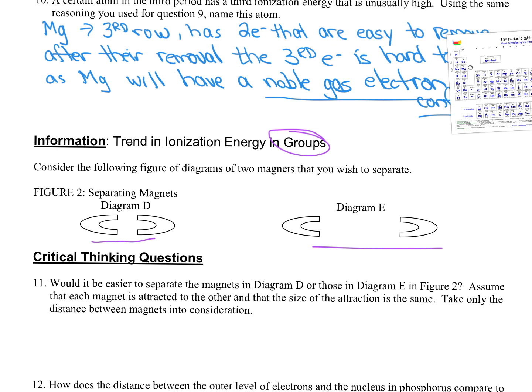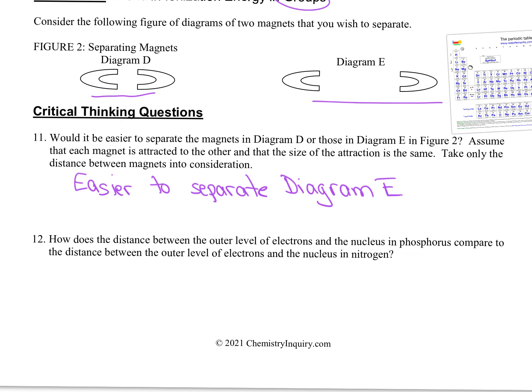So let's look at our question. Would it be easier to separate the magnets in diagram D or E? Okay. Assume that each magnet is attracted to the other and that the size of attraction is the same. Take only the distance between the magnets into consideration. So it would be easier to separate diagram E. They're further apart, so the attraction is not as strong.